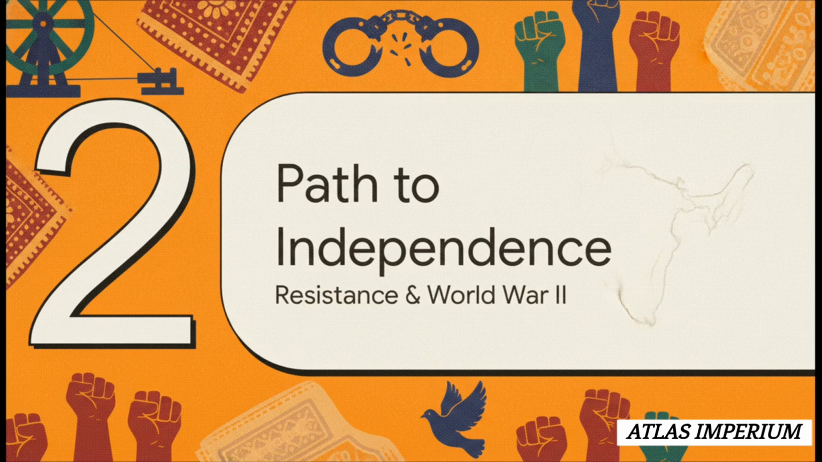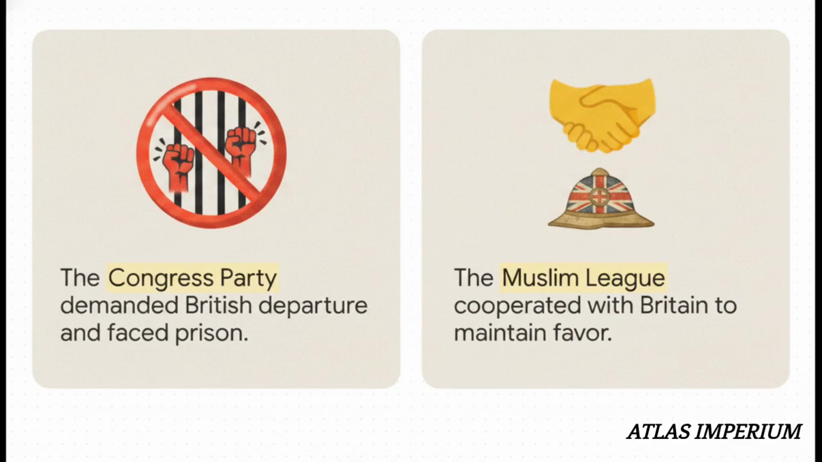That brings us to Chapter 2, The Path to Independence, focusing on resistance and World War II. Facing violent repression, figures like Mahatma Gandhi sparked mass civil disobedience for a secular India, while the Muslim League began envisioning their own completely separate state.